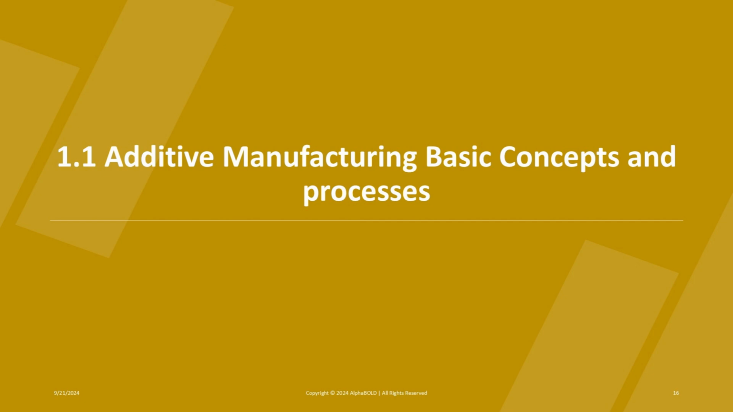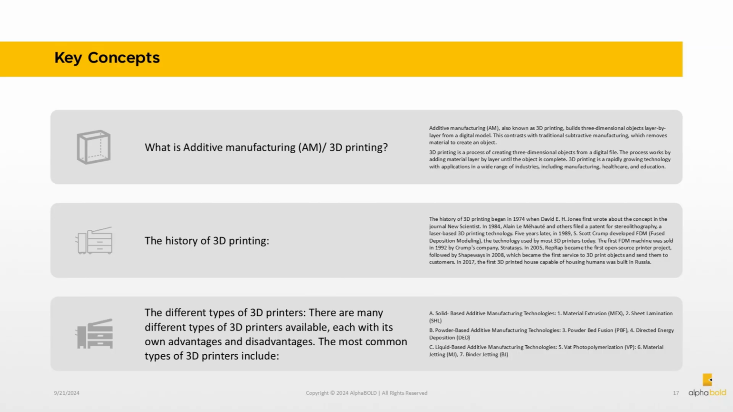Additive manufacturing basic concepts and processes. Additive manufacturing, AM, also known as 3D printing, builds three-dimensional objects layer by layer from a digital model. This contrasts with traditional subtractive manufacturing, which removes material to create an object.